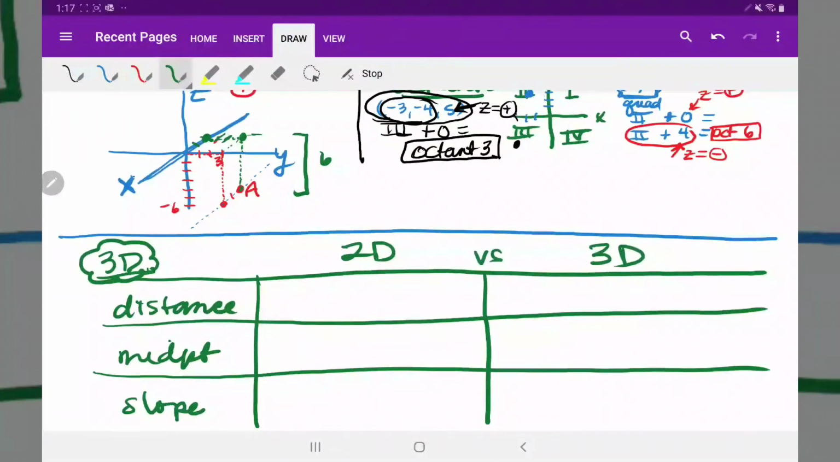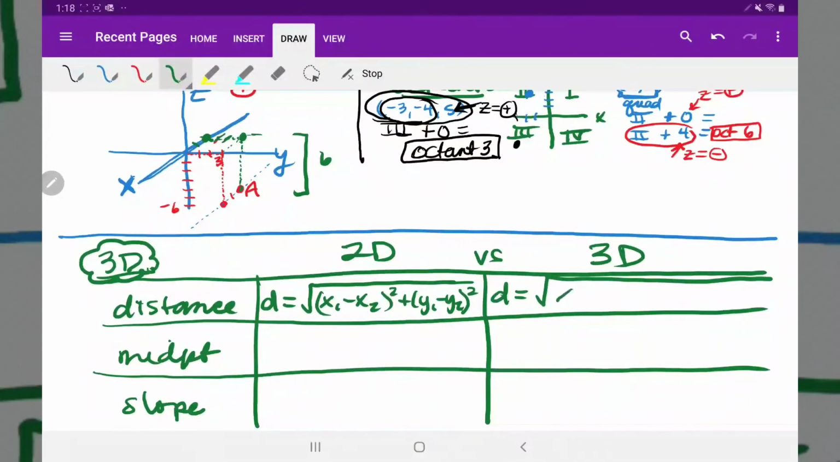We'll do versus. So the distance formula is D equals, do you remember the 2D version? X1 minus X2 squared and Y1 minus Y2 squared. And then the 3D version is actually the same thing with the squareds. It actually comes from doing the Pythagorean theorem twice, and that comes from the fact that you're doing a box.